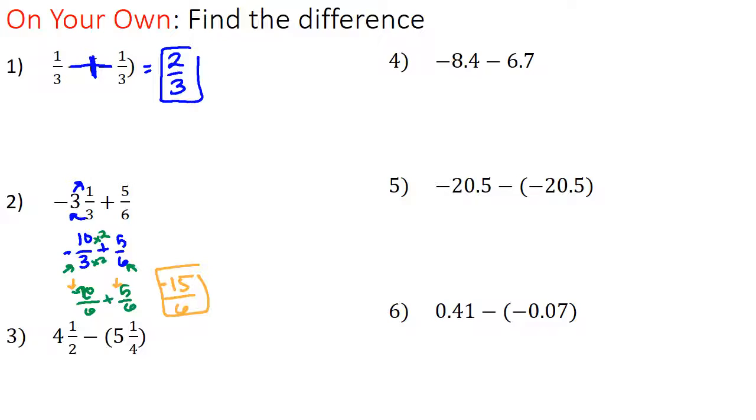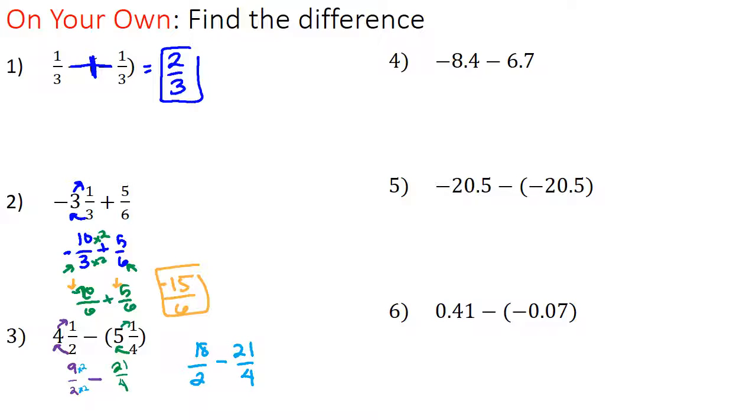Then for this next problem, again, we need to first make these into improper fractions. So 4 times 2 is going to be 8, plus 1 is going to be 9. So now I have 9 over 2 minus 5 and 1/4. And I can make that 5 and 1/4 an improper fraction by taking 4 times 5, which is 20, plus 1 is going to be 21. So it's going to be 21 over 4. And again, I need to make sure that I have the same denominator for both of these fractions. So I need to times the bottom here by 2 and the top here by 2. So I end up with 18 over 2 minus 21 over 4.